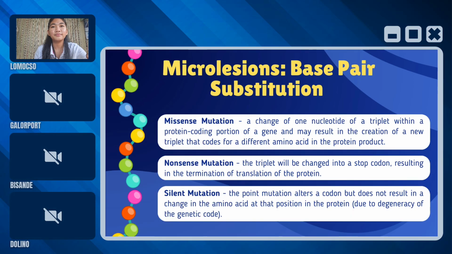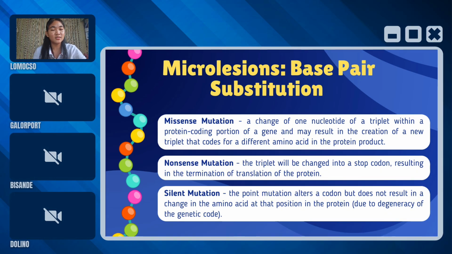The following mutations are types of base pair substitutions. Let's first know their definitions and later we will see how they differ from each other. So first we have the missense mutation. It changes a sense codon into a different sense codon, resulting in the incorporation of a different amino acid in the protein.